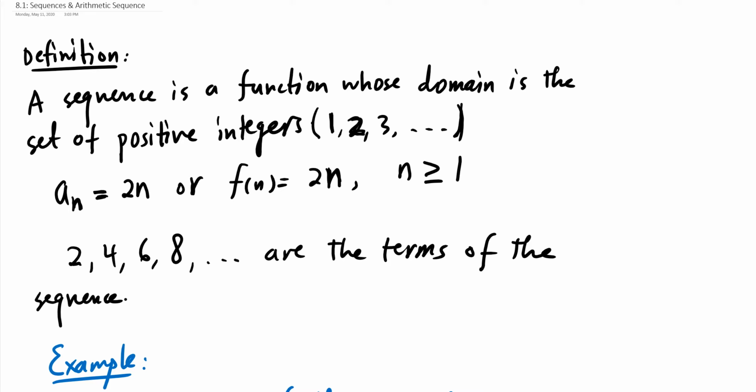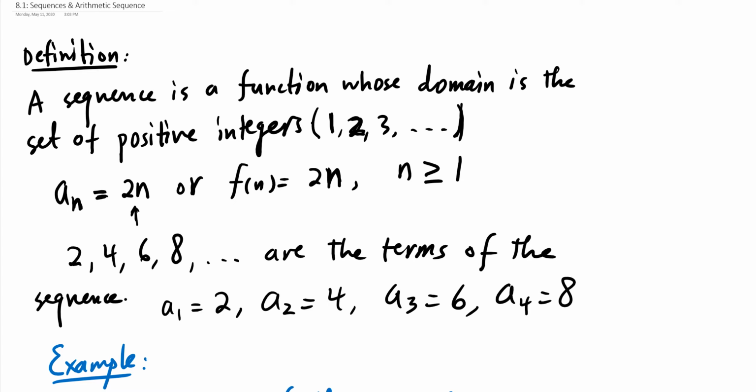For each value of n, we get a term of the sequence. If you substitute n equals 1 here, you get 2. If you substitute 2, 2 times 2 is 4, then 3 gives you 6, 8, and so on. Those are called the terms of the sequence. Note that a1, when I substitute n equals 1, gives me 2. a2, the second term, is 4. The third term, a3, is 6. a4 is 8. These are the first 4 terms of this sequence.